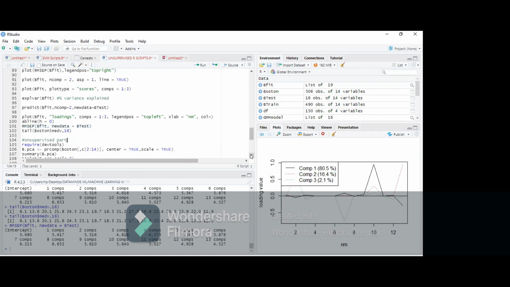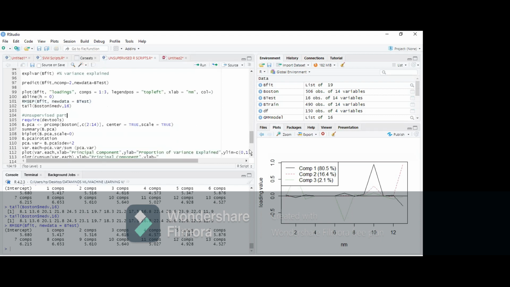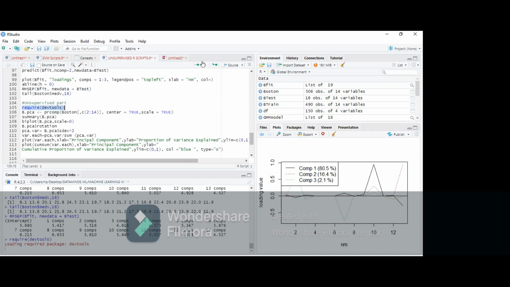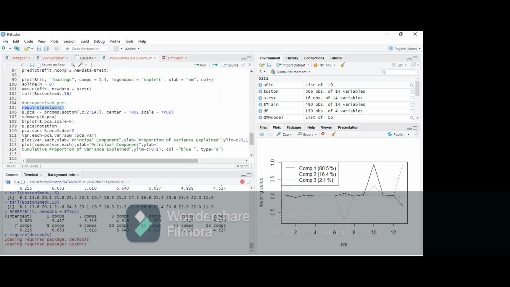So let's go to the one that will bring out the unsupervised part more. In that case, we will need the devtools package, and we call the required package. If you have it already in your library, you run it. Then the Boston data, we actually left out MEDV, but that's why I say from 2 to 14. You can see from variables 2 to 14. Then we have our summary, which is here.